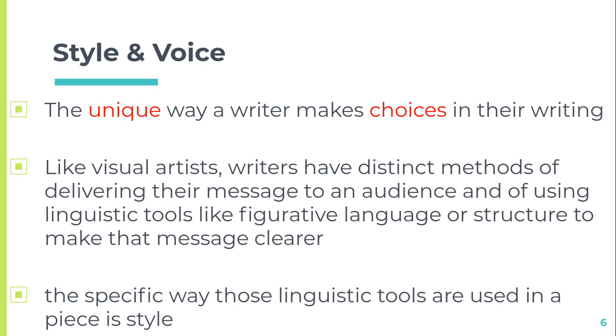You have to remember that, like visual artists, writers have distinct methods of delivering their message, of delivering their work to an audience, and of using specific linguistic tools like figurative language or structure to make that message clearer. Now, the specific way those linguistic tools are used in a piece, that is style and voice. It is the way a writer uses their tools in an idiosyncratic way. You're going to want to go ahead and pause this video for a second now so that you can paraphrase these notes into your note sheet.